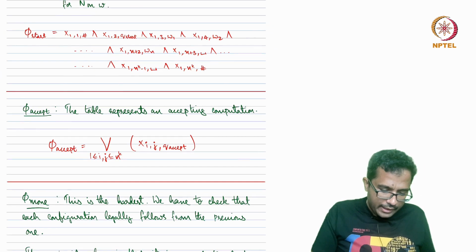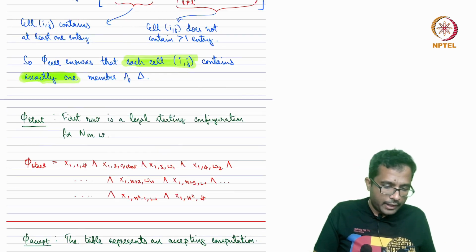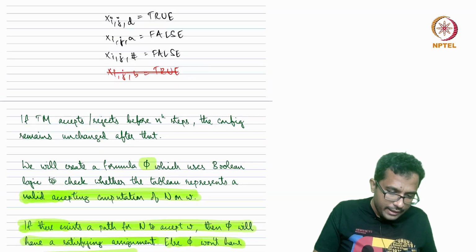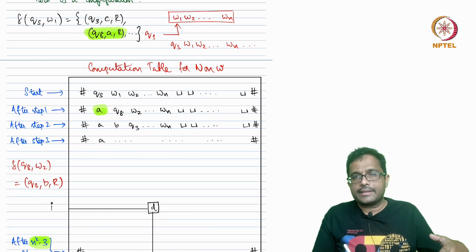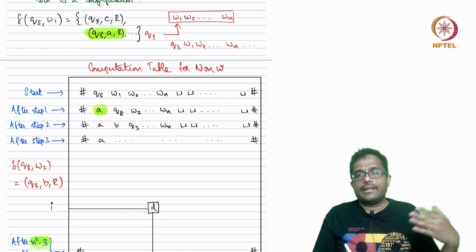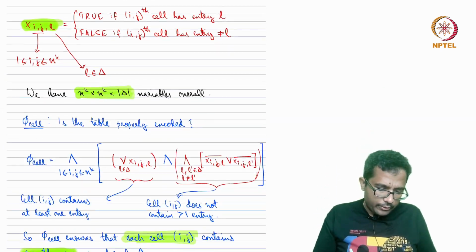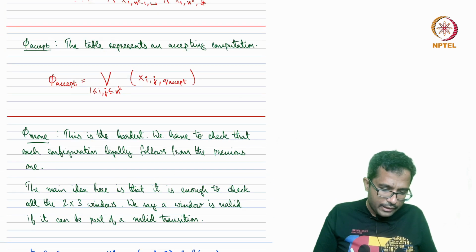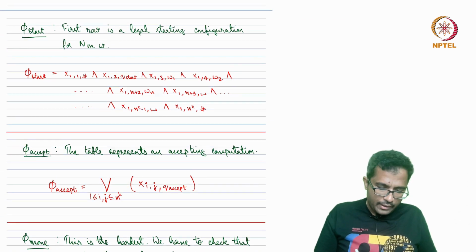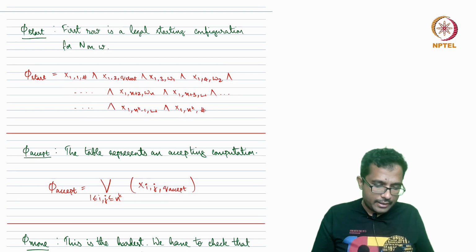And the next thing that is to be shown is phi move. So here phi move has to capture that each row is a valid successor of the previous row. So second row is a valid successor of first row, third row is a valid successor of second row, and so on. And this will be slightly more involved, and since this is kind of a lengthy proof, I thought we will break at this point and resume the rest of the proof in the next lecture, right?